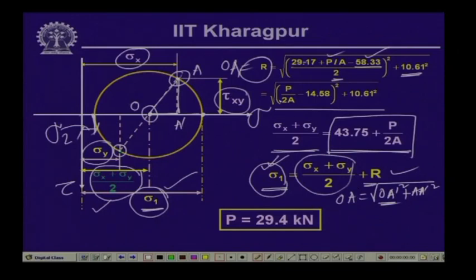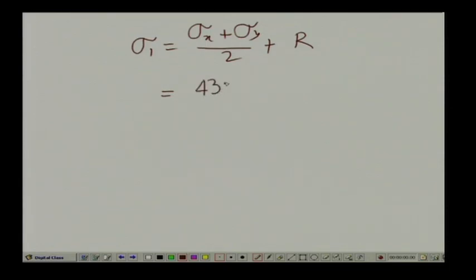Now, let us look into that. If we substitute the values of sigma x and sigma y, then what do we get? Here, sigma 1 is equal to (sigma x plus sigma y) by 2 plus the radius R. Now, (sigma x plus sigma y) by 2, if you substitute, is going to be equal to 43.75 plus P divided by twice A. This is the value of (sigma x plus sigma y) by 2.